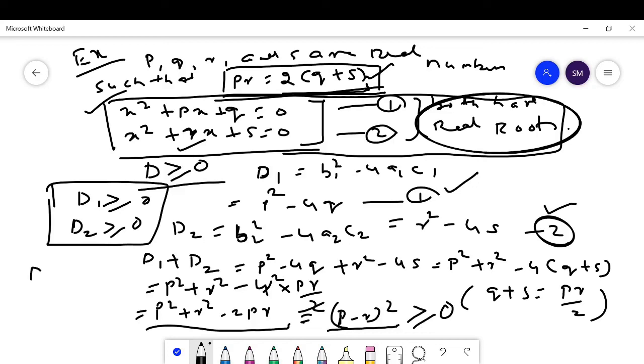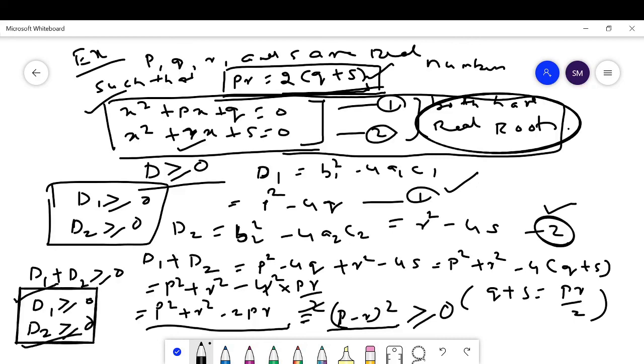This means D1 plus D2 is greater than or equal to 0, which shows that D1 must be greater than or equal to 0 and D2 must be greater than or equal to 0. Hence at least one of the two equations has real roots. Either D1 must be greater than or equal to 0 or D2. Both numbers must be positive. Thus we find these two quadratic equations both have real roots.